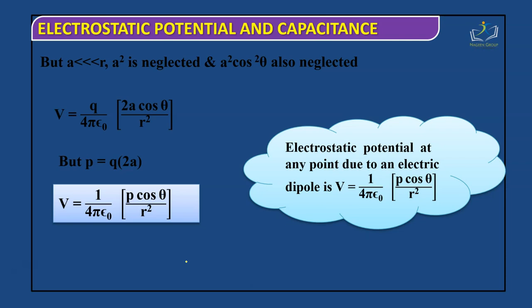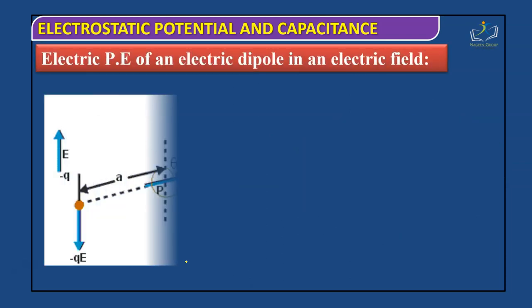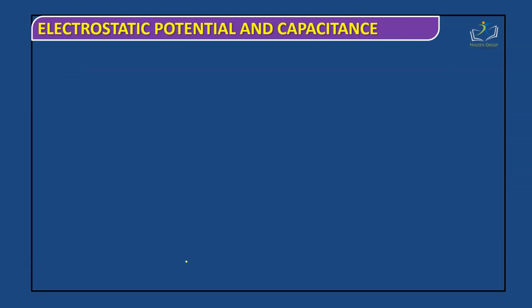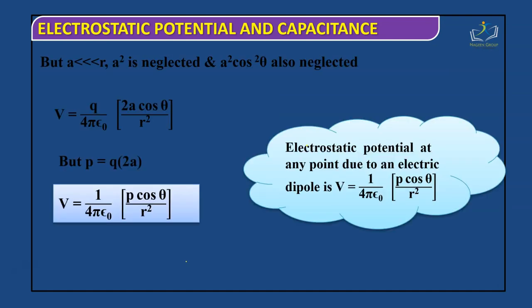Now here there will be some situations. What is that situation? I just want to elaborate, then we will move on to the next topic. This totally depends on the value of cos theta. Like if I am taking the axial point, for the axial point, theta will be 0, so the value of cos 0 will be 1. That time the potential will be k p divided by R square.